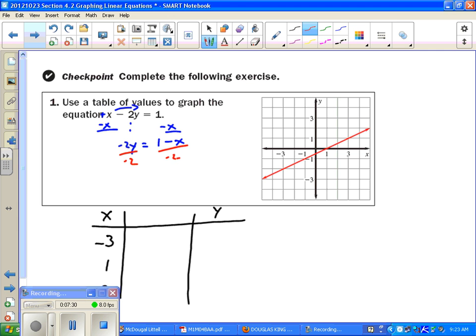Divide by negative 2, y equals, because these will cancel, negative 1/2, plus, it's going to be plus because it's a negative divided by negative, 1/2 x. And again, reorder that to where it's mx plus b form. So your new equation will be y equals 1/2 x minus 1/2, or x over 2 minus 1/2.